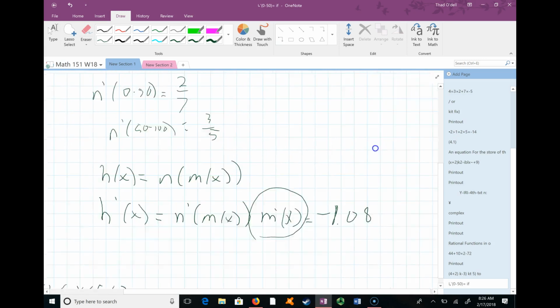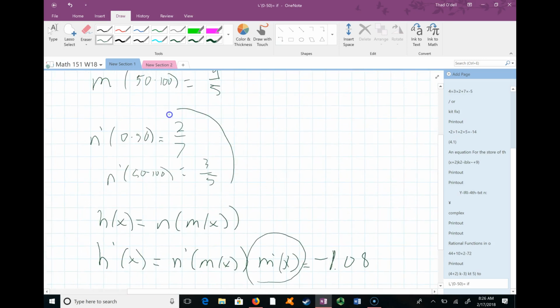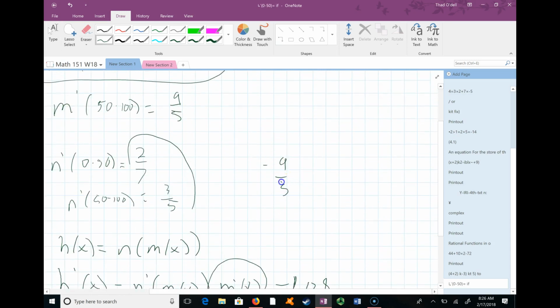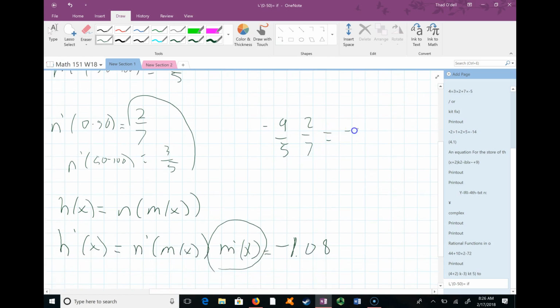And then the second question is, which one of these do we want? If you multiply negative 9/5 times 2/7, you will get negative 18 over 35, which is not negative 1.08. And if you multiply negative 9/5 times 3/5, you'll get negative 27 over 25, which is negative 1.08. So we want this one here.